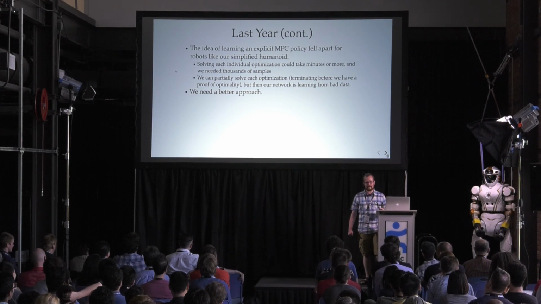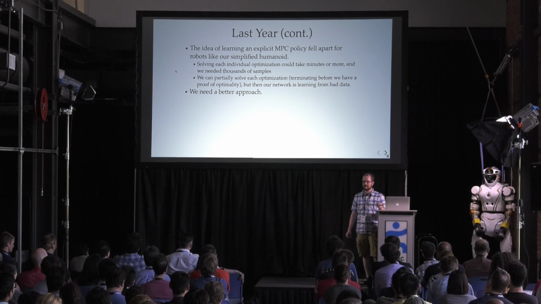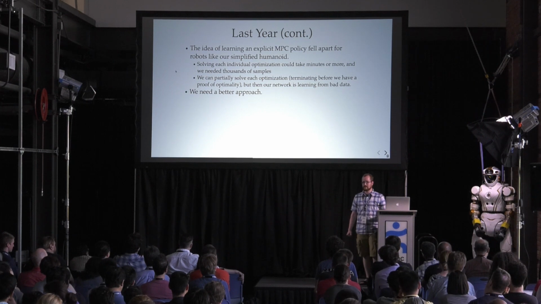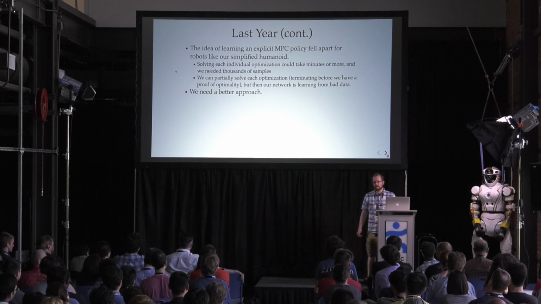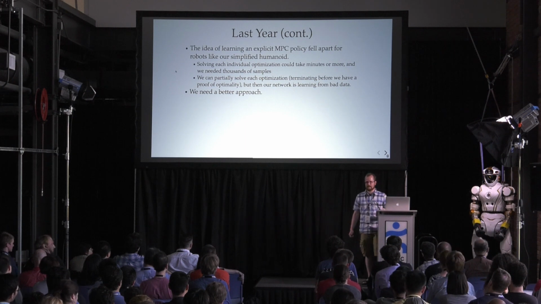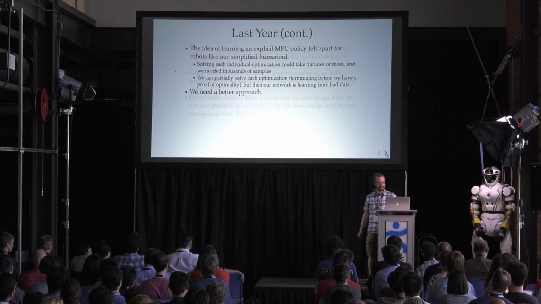So it totally fell apart because the problem is these optimizations, yes, we can solve them to global optimality, but sometimes it could take minutes or hours. And collecting samples in a 20-dimensional state space, if it takes an hour per sample, is just not going to work. I mean, we could throw incredible amounts of computing power at it, but it's just not a good idea. So we need something better.